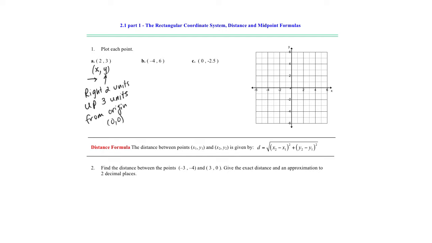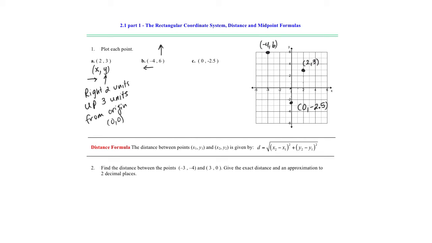So I start at the origin, I go to the right 2, and then up 3. And there's my first point at (2, 3). For this one, since it's negative, we're going to go left 4 and then up 6. There's my second point. And then we go left or right 0 here and then down 2.5. So there's my next point.